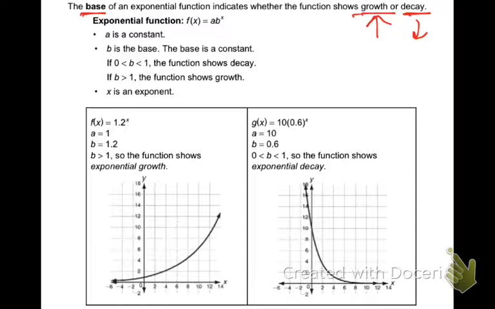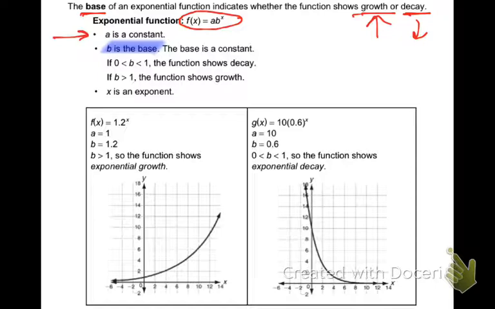Here is the model for an exponential function. F of x equals a b to the x power. Recognize the x here is an exponent. A is a constant, nothing to worry about with A. A can be any number. We're not focused on A. We're going to focus on B. B is what's called the base. Makes sense, B base. The base is a constant.